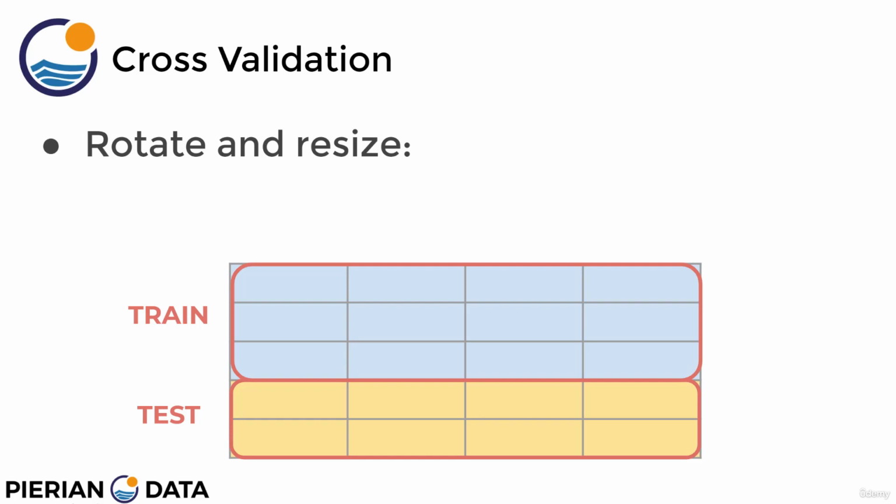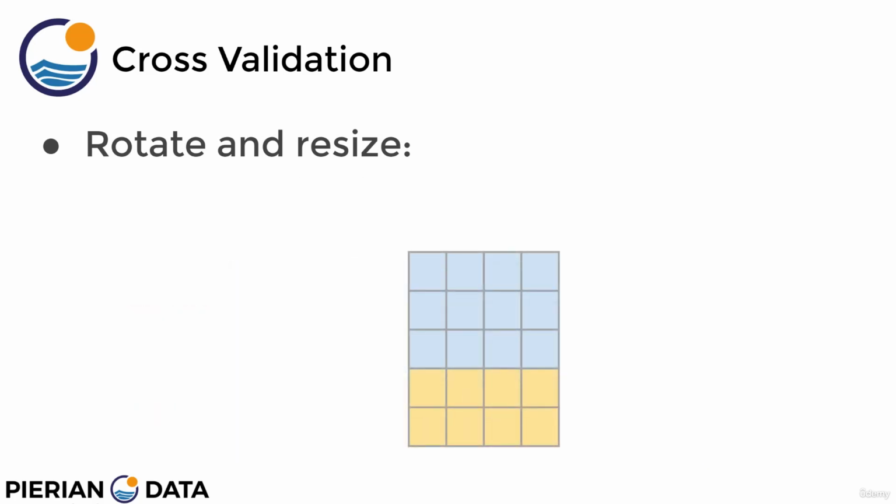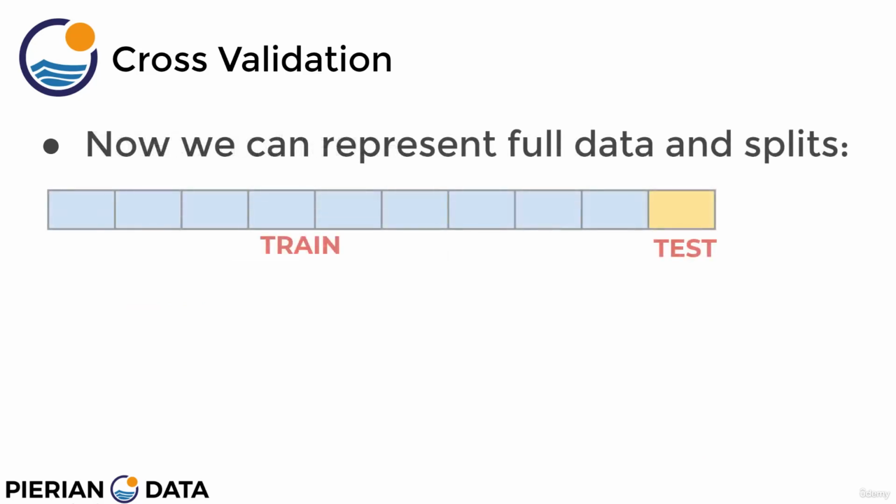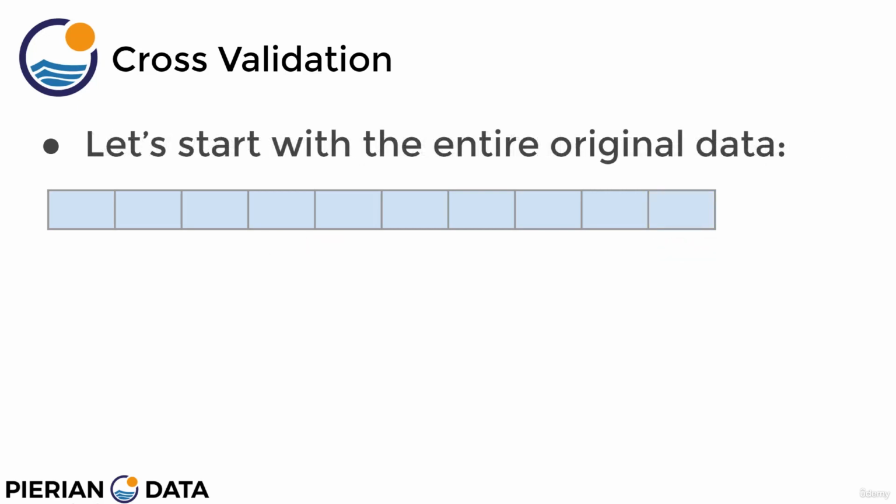And then the way you typically present cross-validation visually is you'll go ahead and rotate this, resize it, and then kind of flip it. So now I have my data, same data we've been working with before, and I'm just representing it as the full data source with the splits. Here blue is train and yellow is test. So now let's start with just all the original data. I haven't actually split it yet.